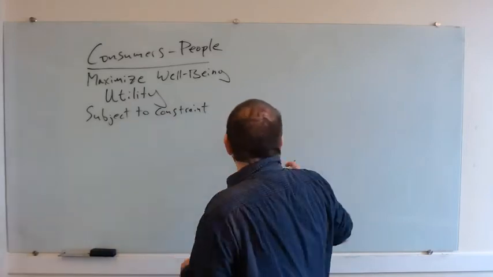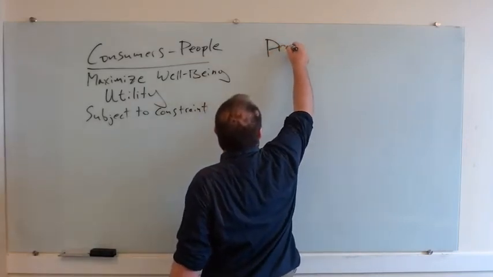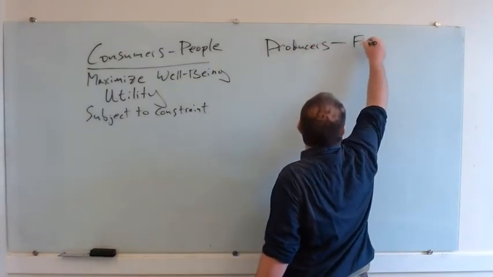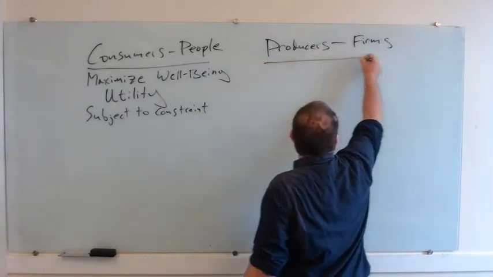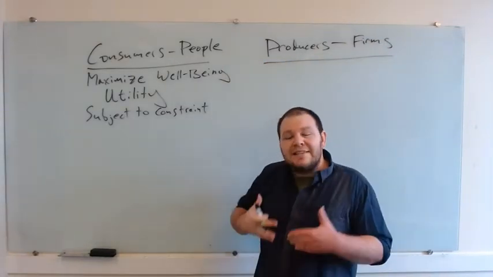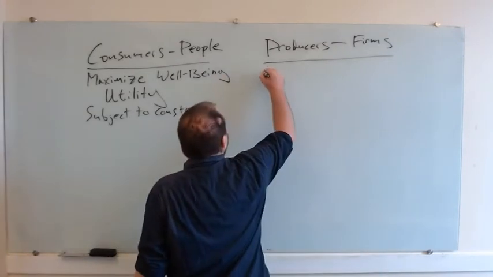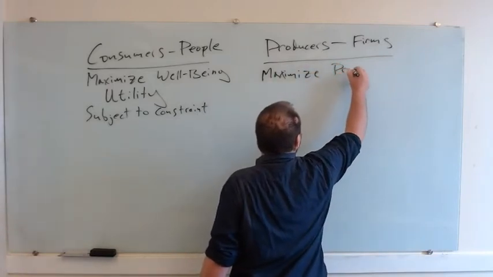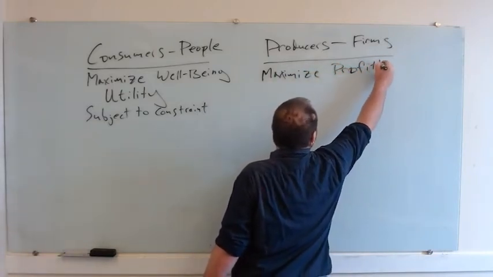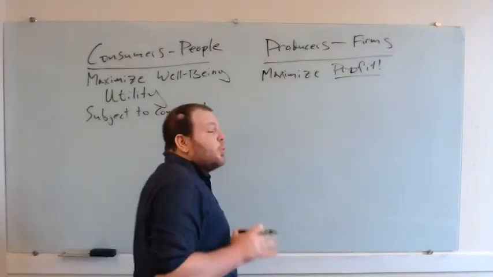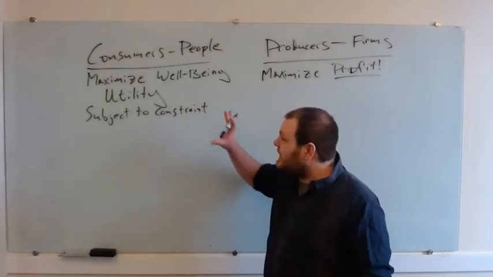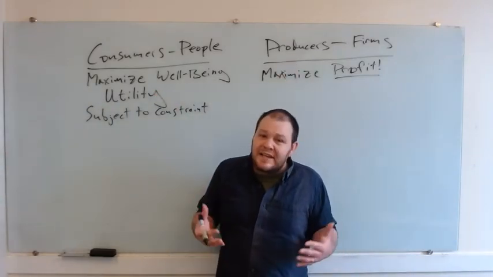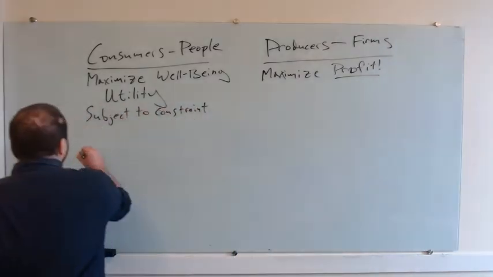On the other hand, when we talk about producers, which we'll call firms, we're going to assume that what producers care about is maximizing profits. And there's a really important difference between trying to maximize utility and maximizing profit. And that difference is preferences or utility is subjective, right?